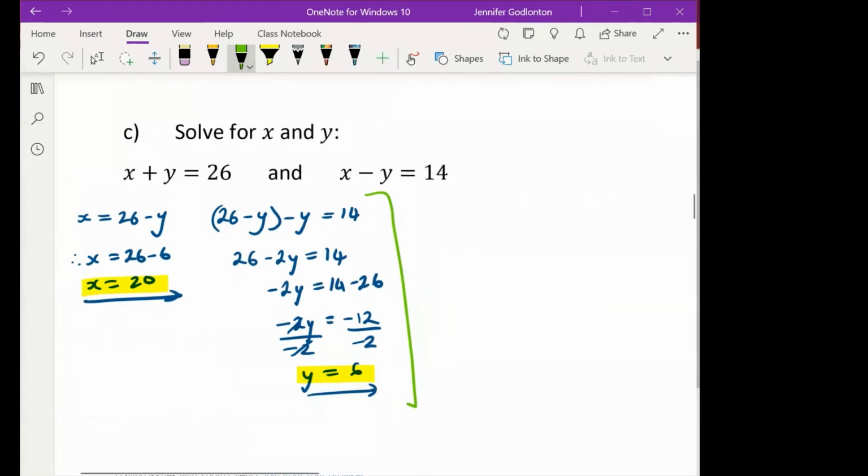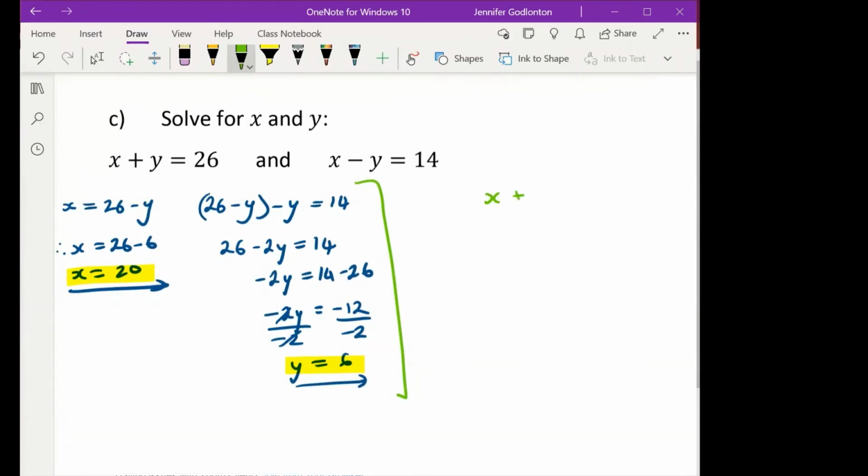Elimination. I'm going to write, I have x plus y, and that's equal to 26. And I've got x minus y is equal to 14. Okay. So I'm going to stick with the same one that I did in the previous one. So I'm going to minus the second equation from the first one. So I'm going to say x minus x, which is 0, y minus negative y, which is positive 2y, and 26 minus 14, which is 12. So I get y is equal to 6.